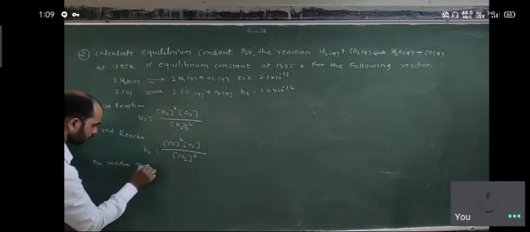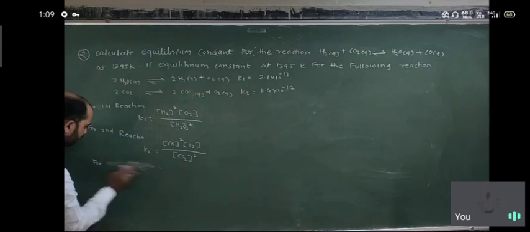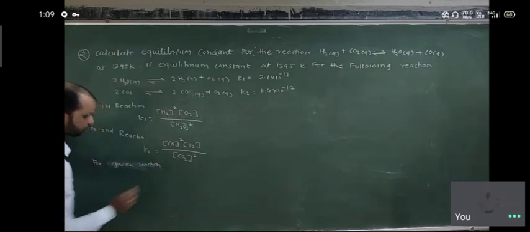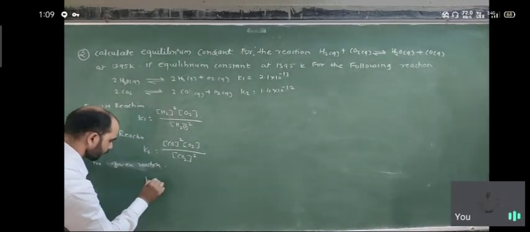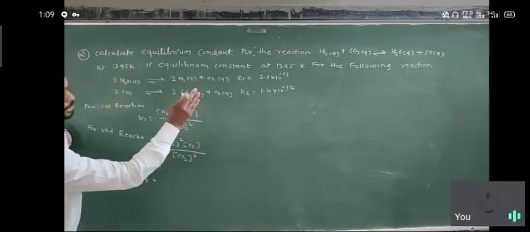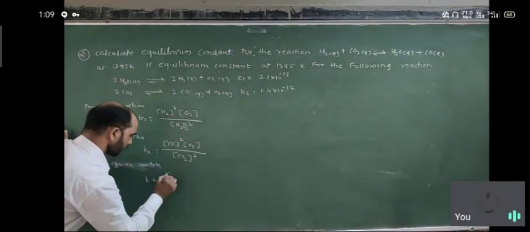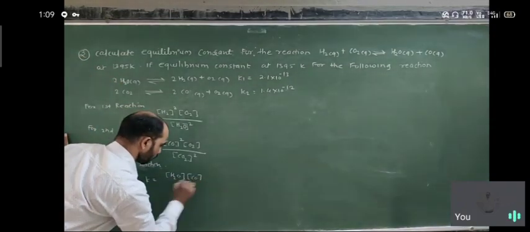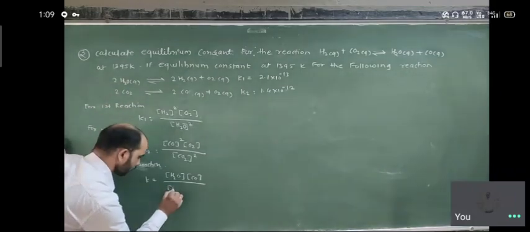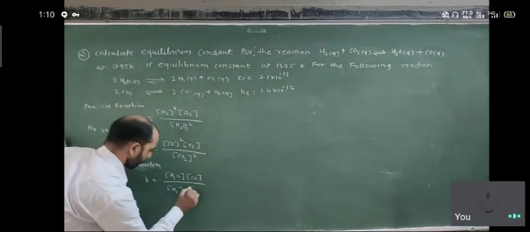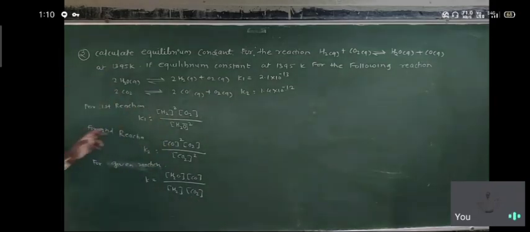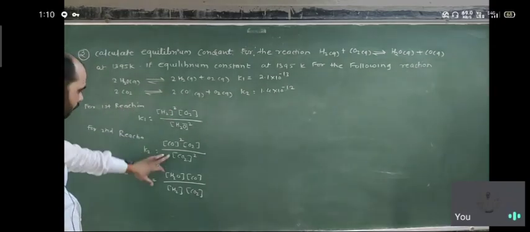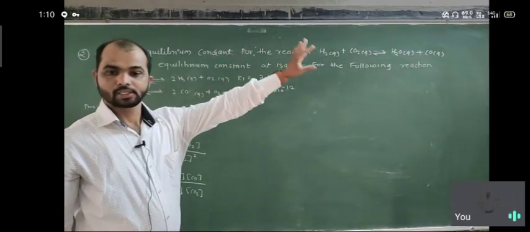Similarly, for the given reaction, K is equal to the concentration of H2O into the concentration of CO upon the concentration of H2 into the concentration of CO2, for the reaction H2 gas plus CO2. So we write the three equations for the reactions: first reaction K1, second reaction K2, and K for the given reaction.